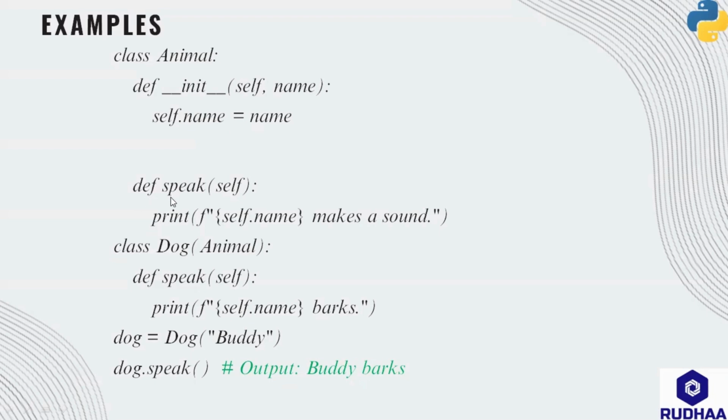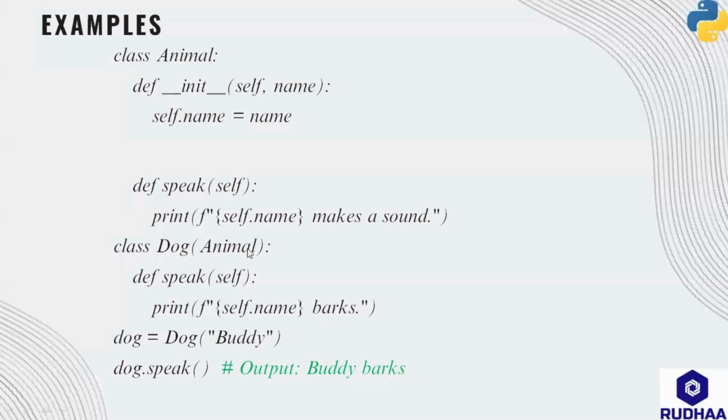Then def speak of self. So this is another method. So define speak of self, print self dot name makes a sound. So this constitutes the parent class. So next comes the child class. So class Dog of Animal. So this will be a child class and this will be a parent class. So this is considered as a derived class.